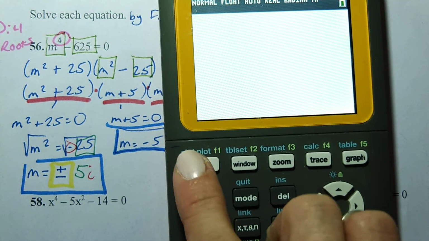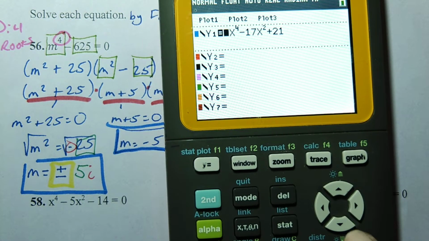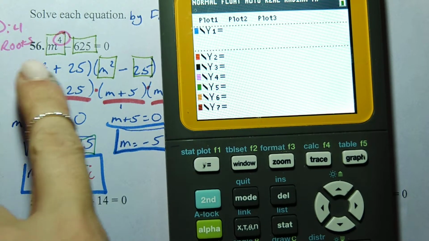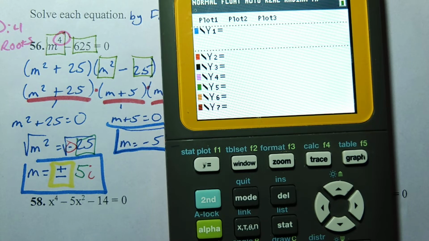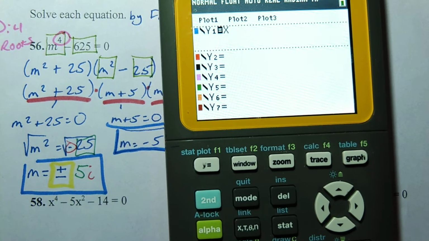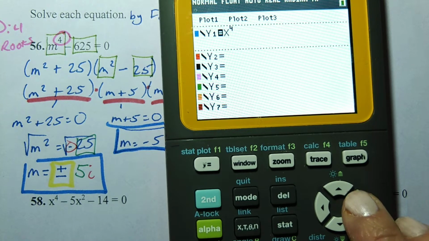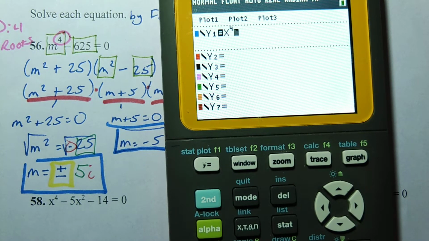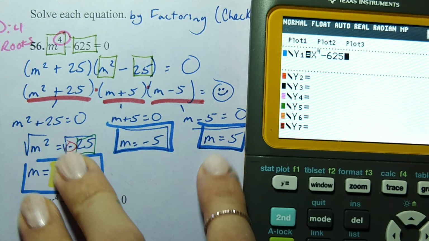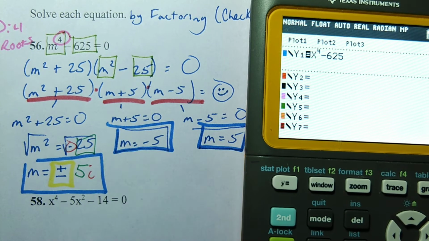Folks, go ahead and go to your y equals. Clear out any junk that's in there. And we're going to type in this equation, and instead of variable m, we're just going to use variable x. So x, caret button 4, arrow over to escape the exponent, and then minus 625. When I graph this, what am I going to see? Negative 5 and positive 5. So I'm going to see these as x-intercepts.